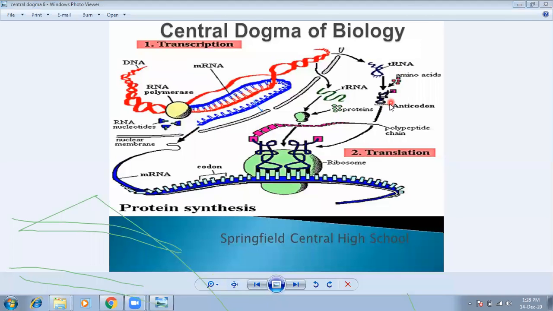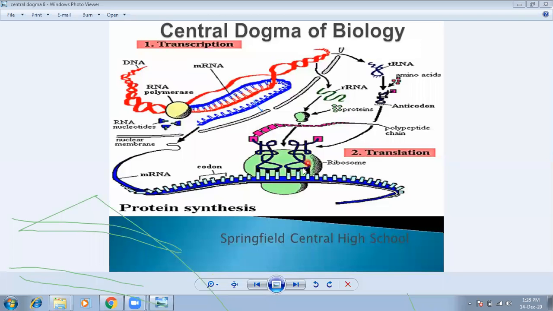You will see this transfer RNA is smaller. These are the amino acids, and the transfer RNA has a genetic code of three nucleotides, which is called an anticodon. So codon and anticodon are complementary to one another. We will discuss in detail in the next lecture, so don't you worry, I will describe it in detail. So you will see this green color structure is the ribosome.